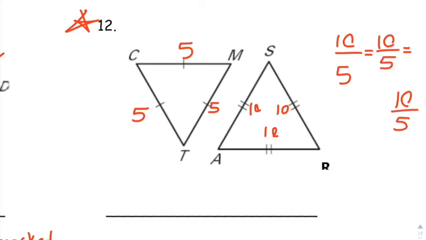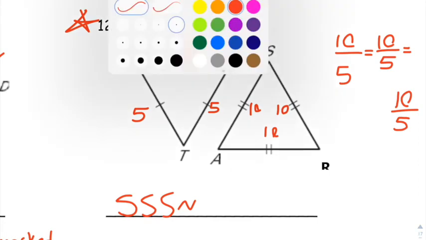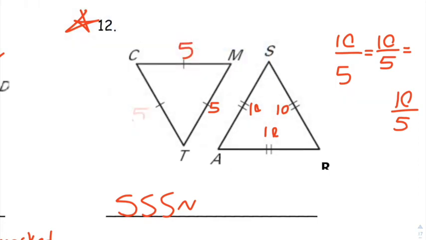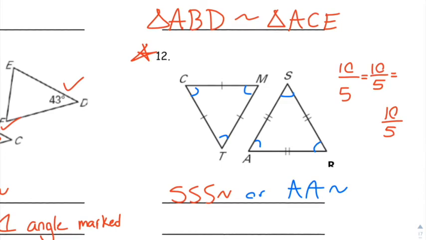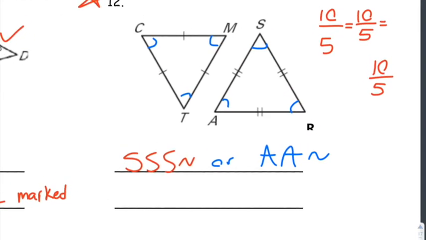So one way you could say that these triangles are similar is by side-side-side similarity. Now also, if we use the whole idea that we have equilateral triangles, we also automatically have equiangular triangles. That means all of your angles have to be congruent. These all have to be 60-degree angles. So you could also say angle-angle similarity. So there's two different ways to look at 12 there. That one's a little weird.